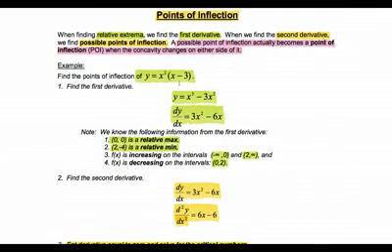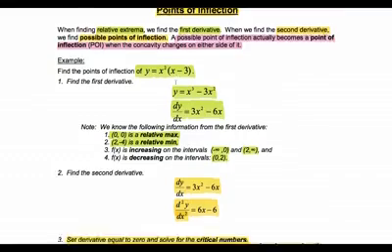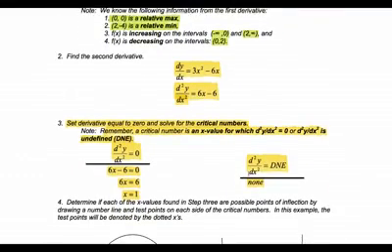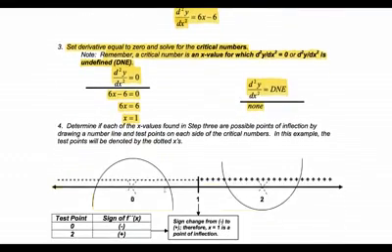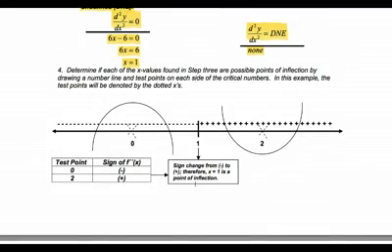Usually if you have your original function undefined at a value, by the time it gets to the second derivative it's still undefined there, and you'll have to test on either side of it because it's a vertical asymptote. So here we have 1. If I plug in 0 as my test point, I get a negative, concave down. If I plug in 2 as my test point, I get a positive value, so I get concave up.